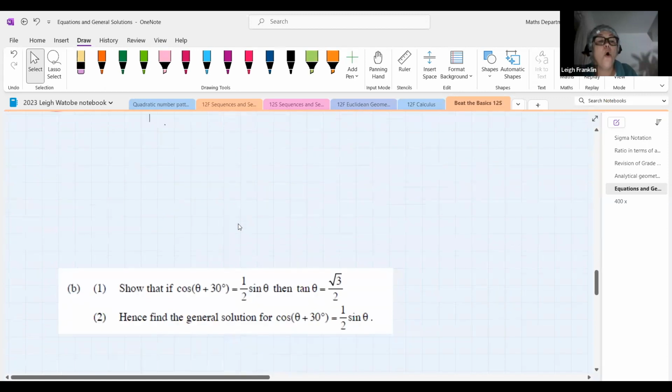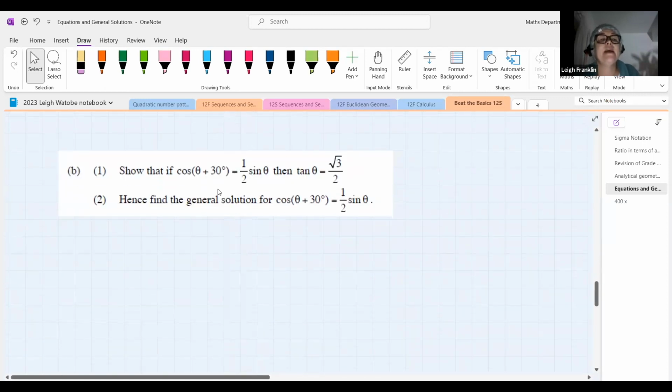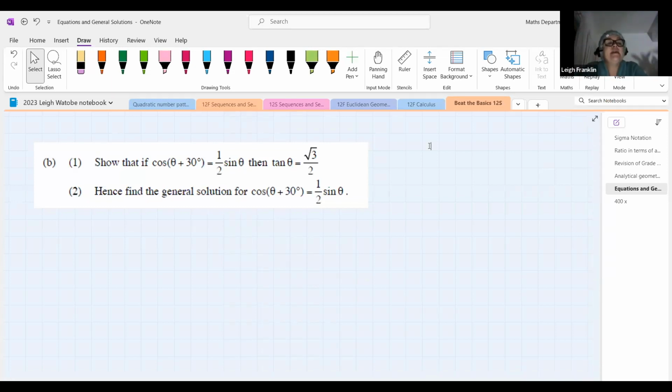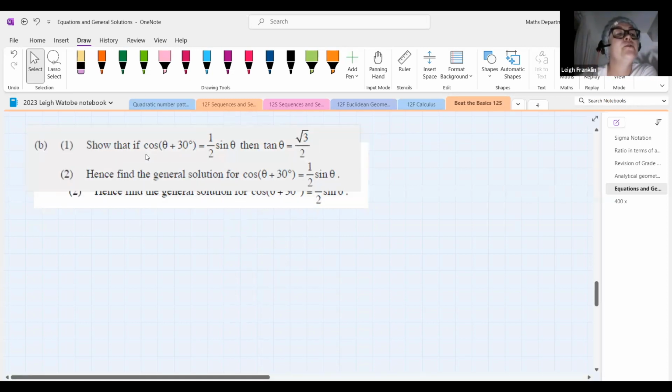Okay. All right. Let's have a look at something that is perhaps just a little bit more difficult, but ties into general solutions. So let's have a look at this one. In B1, it says to us, show that. So in other words, they're asking us to prove something. That if cos(theta + 30) equals 1/2 sine theta, then tan theta equals √3/2. Then it says, hence, do a general solution.